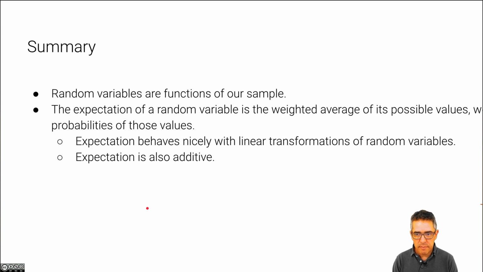So in summary, this is a quick recap basically of lecture 3 in 2 minutes. Random variables are functions of our sample, and the expectation of a random variable is the weighted average of all of its possible values weighted by those probabilities. Expectations are linear transformations. So the expectation itself is a linear operator.